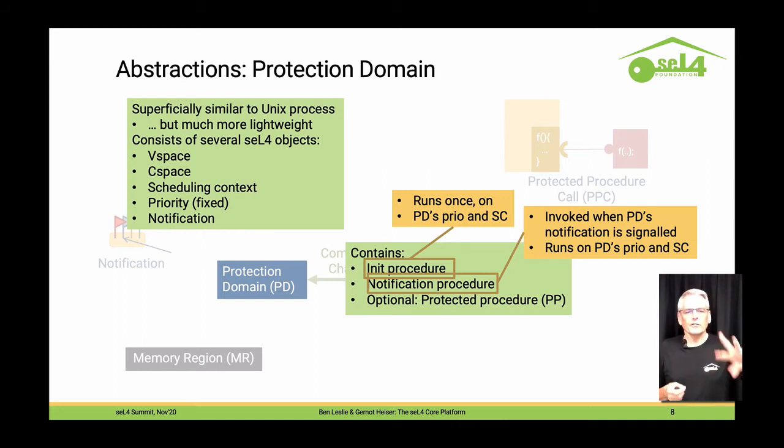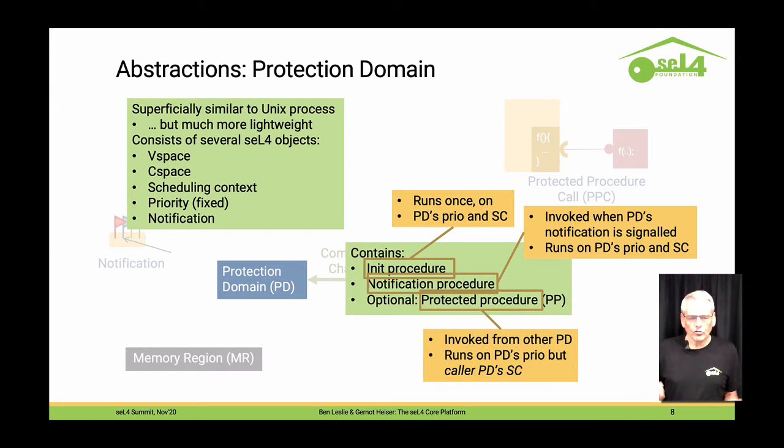And then these two are mandatory, and then optionally it has a protected procedure, which can be invoked from another protection domain. And unlike the notification procedure, which runs on the protection domain's own priority and scheduling context, this runs on the invoker's scheduling context, but still the invokee's priority. So again, this is a property of the MCS kernel for good reasons.